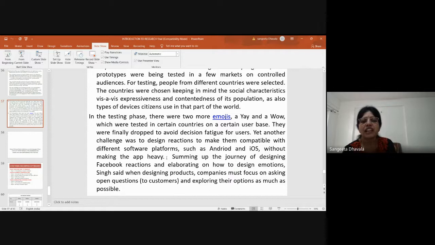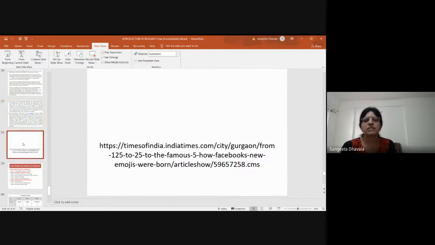Summing up the journey of designing Facebook reactions and elaborating on how to design emotions, Singh said, when designing products, companies must focus on asking open questions to customers and exploring their options as much as possible. So this is not my writing. This has been taken directly out of this work. Okay, so giving credit to whatever we have used in our presentation or work of publication is mandatory.